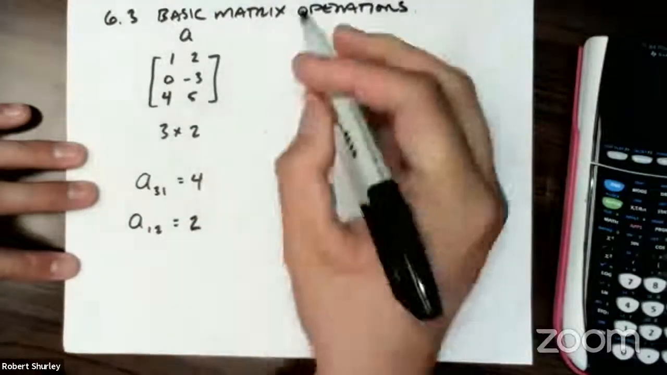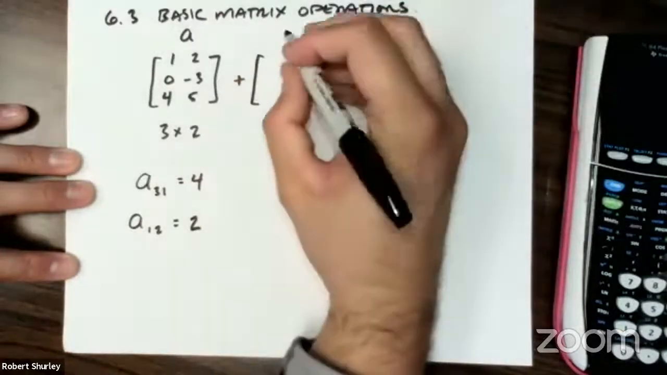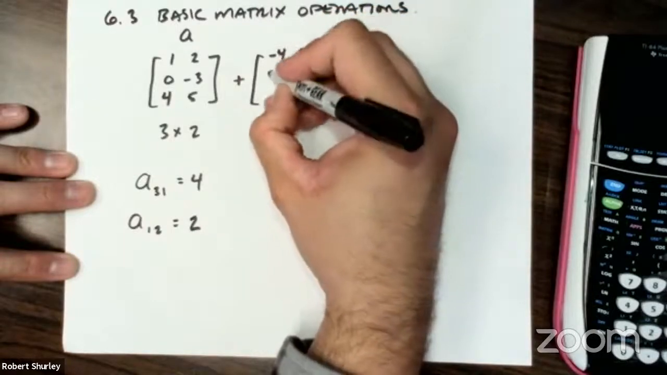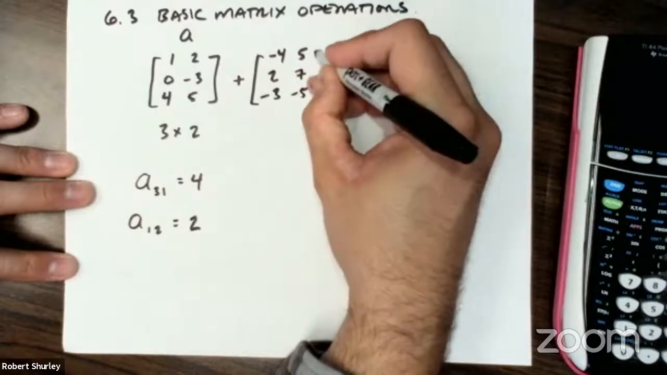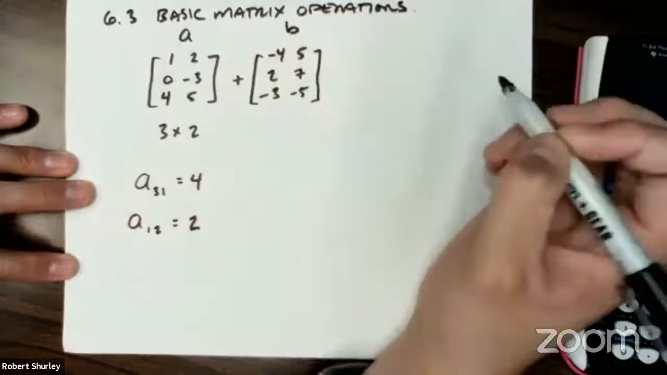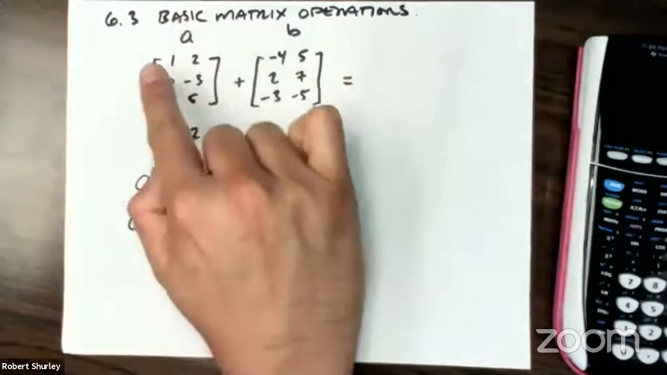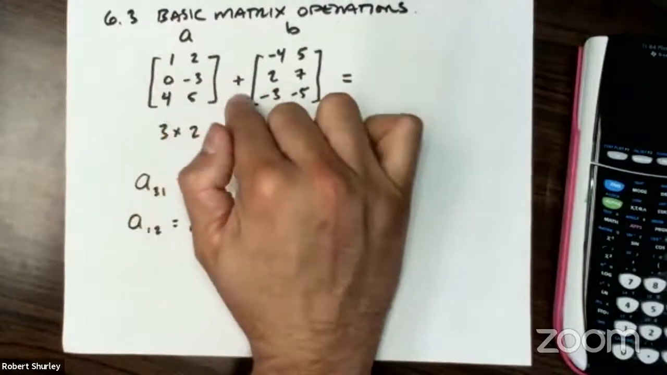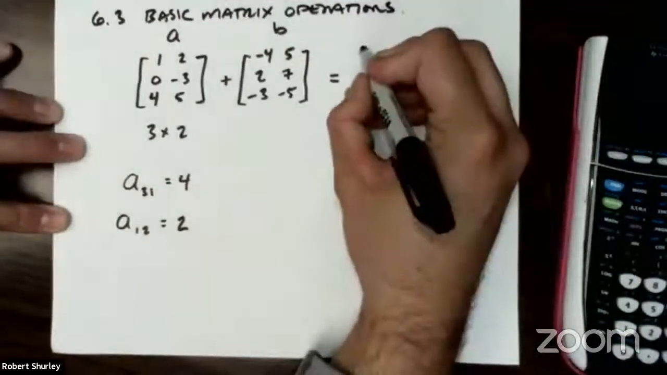Now look, when you add these matrices together, if you're going to add, you have to have the same order. Let's just make one up. Let's say -4, 5, 2, 7, -3, and -5. Call it matrix B, okay? If we want to add these together, what we're going to do is we're going to add the positions. So like A11, which is right here, we're going to add that to B11. And it's going to wind up with our solution matrix position.